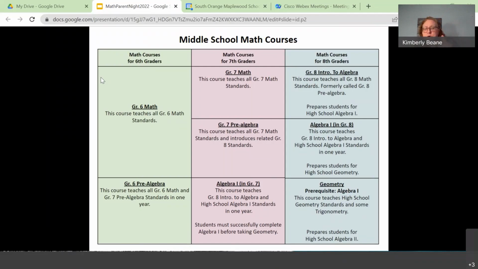So the courses, grade 7 math and grade 7 pre-algebra, are both teach, practice, teach, practice, teach, practice. The difference is that the practice and application in pre-algebra is going to be higher level extension, abstract, unfamiliar contexts. And then the third course, Algebra 1 in grade 7, is again 2 courses combined into 1 year. It's the grade 8 standards, which we call grade 8 Intro to Algebra, but it's the grade 8 standards, and it is all the high school Algebra 1 standards.